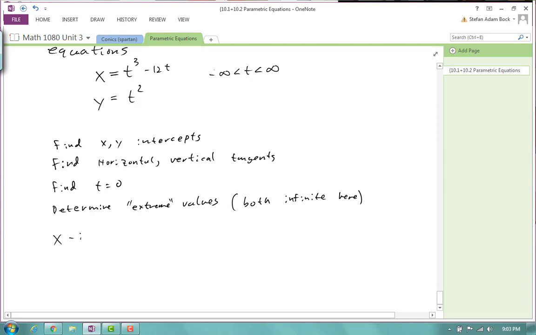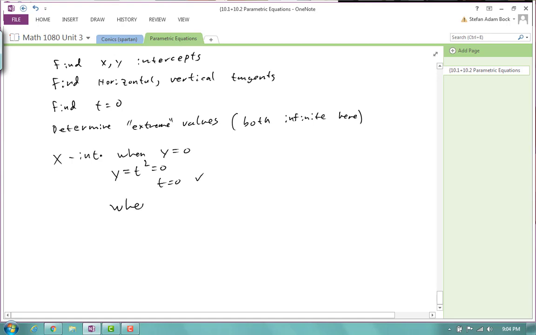So x-intercepts, that's when y is equal to 0. So if y is equal to t squared is equal to 0, that means t is equal to 0. Great. But that's when the x-intercept occurs. It does not tell us where the x-intercept is. That's at x of 0, which is actually 0 minus 0, which is 0. That's the only one for x-intercepts.